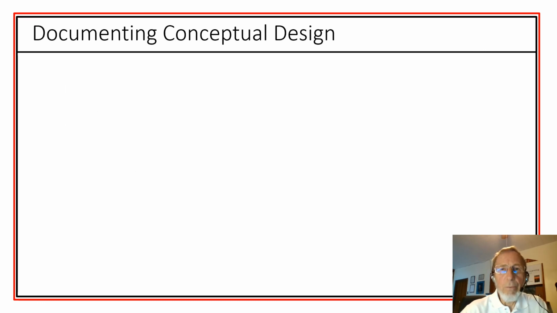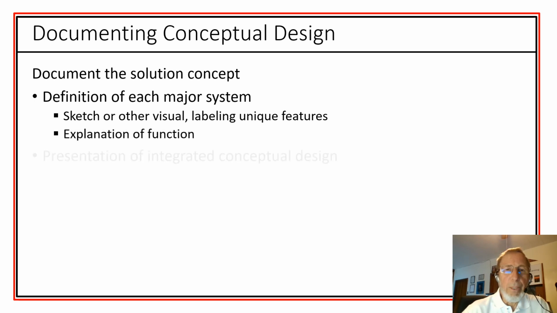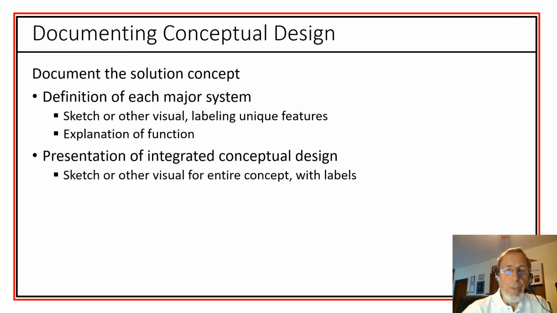So, documenting what we've done then for conceptual design. You want to design the concept, define each major system, perhaps with a sketch or visual, labeling the important and unique features, explaining how it functions, presenting the integrated conceptual design that has all the major systems, again a sketch or visual for the entire concept or your design with labels, and explanation of the overall performance.